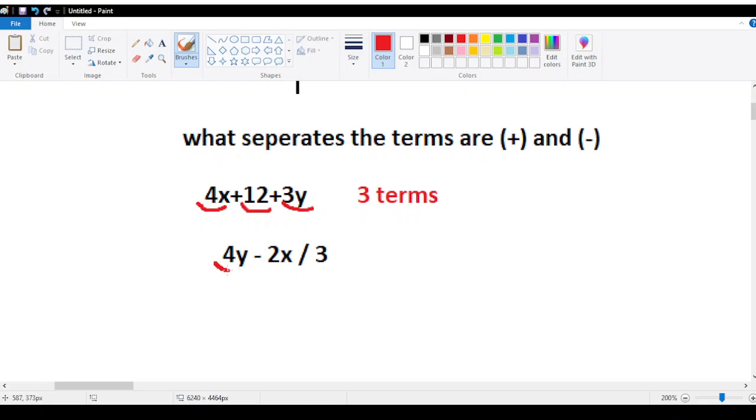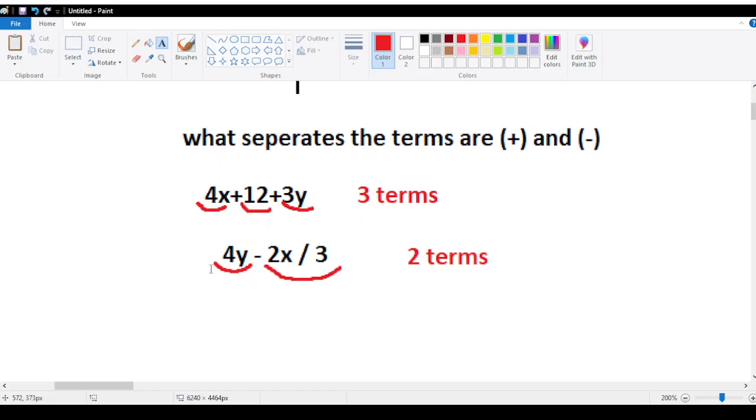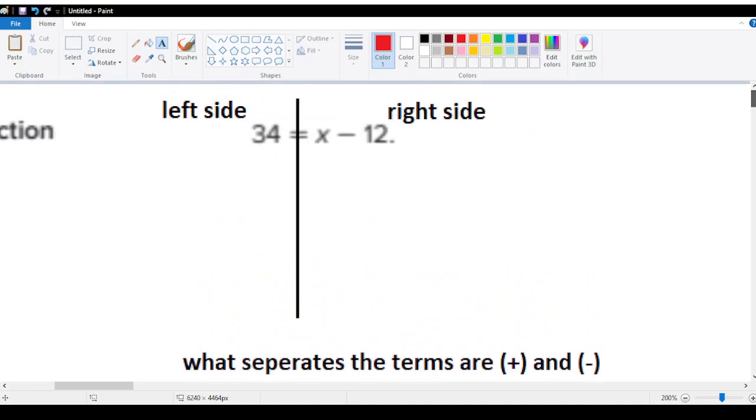Here, this is the first term, then space. This is the whole second term. So how many terms we have? 2. 2 terms only, Shamsa. They are not 4, they are not 3 because we just only have minus. Understood? Okay. So just look for the plus or the minus in order to count the terms. Okay. Good? Okay. Yeah. Now let's continue here.